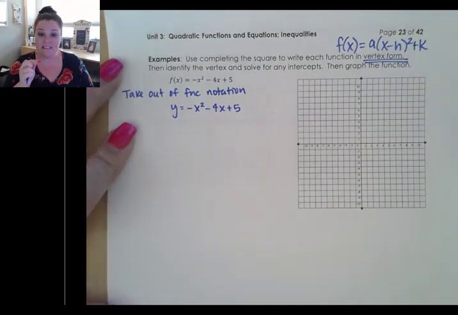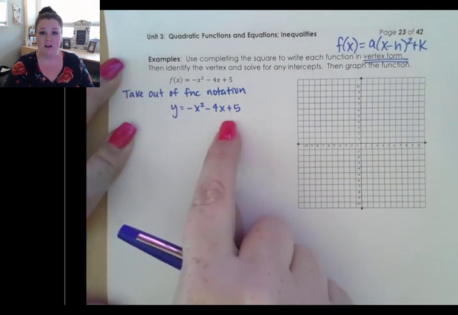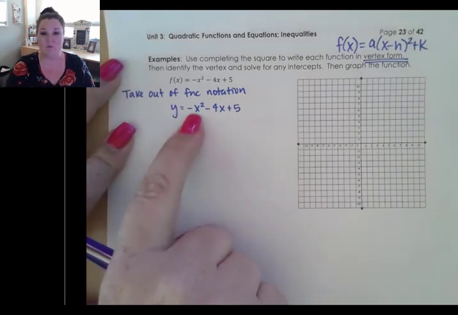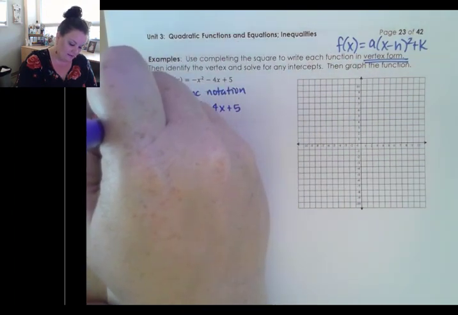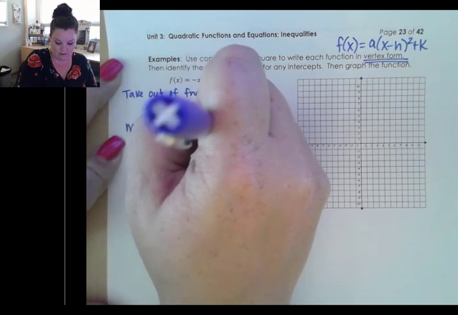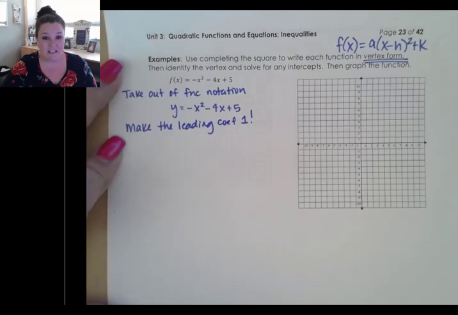Okay. Now the next thing we want to do is we want to make sure that our leading coefficient, that a value, in order to complete the square, we need it to be 1, just positive 1. We can't have numbers out there. We can't have fractions or decimals. We can't have negatives. So whatever's in front of this x squared, we need to get rid of it. Okay. So I'm going to go ahead and say make the leading coefficient 1, okay? Because completing the square only works, remember, if our leading coefficient is a 1.